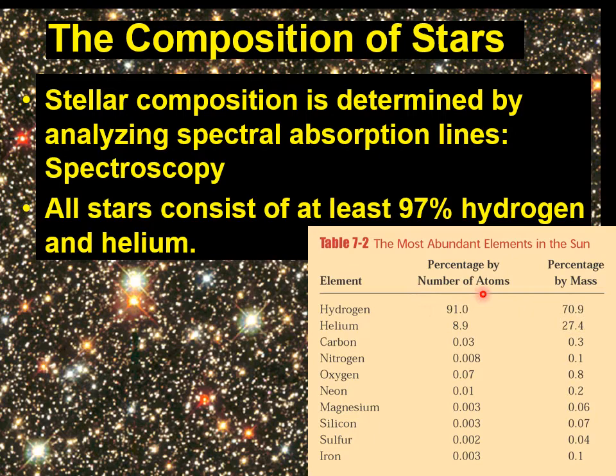This is a list of the abundance of elements in our own sun. You can see that our sun is about 91% hydrogen and about 8.9% helium. So hydrogen and helium make up 99.9% of our sun's atoms, and the rest is all just a small trace of all the other elements: carbon, nitrogen, oxygen, neon, etc. They're all there in the sun, but in small amounts.